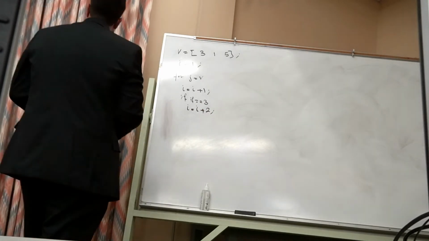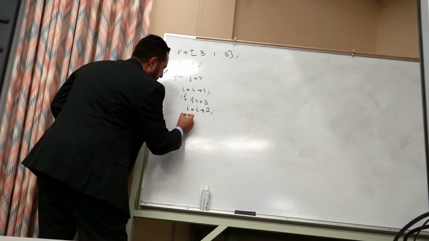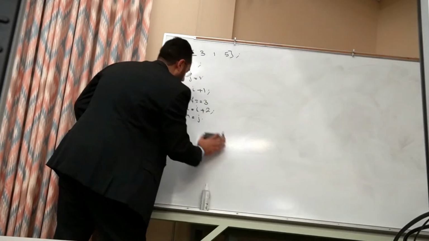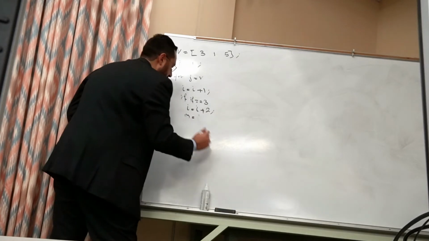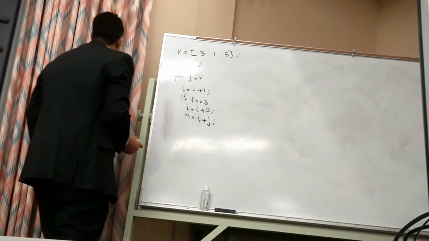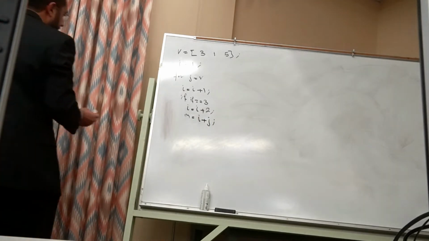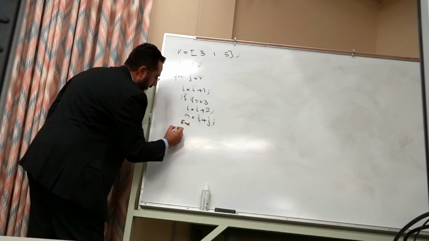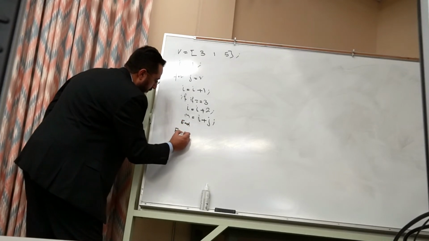Then M would be as well equals I plus J. M would be I plus J. If I'm blocking you, let me know. And that would end the if statement and another end for the for loop.